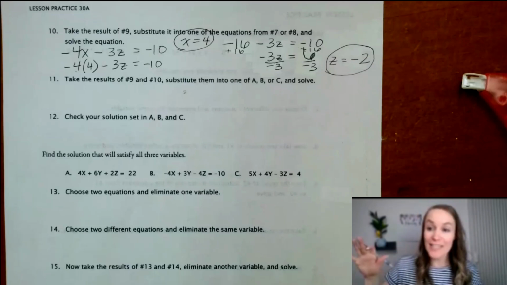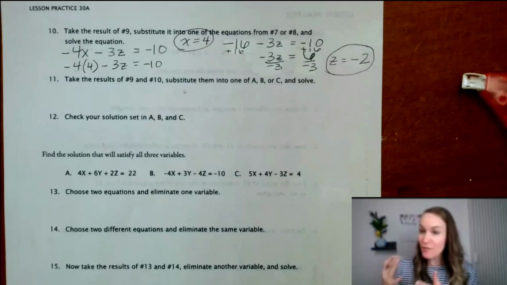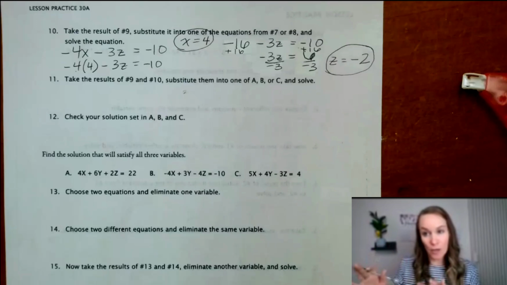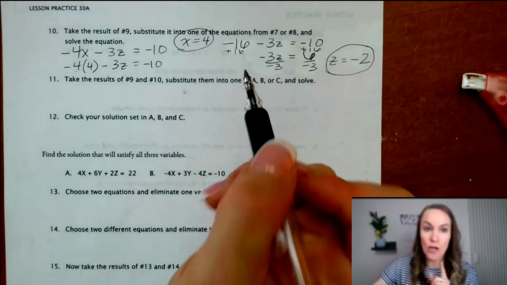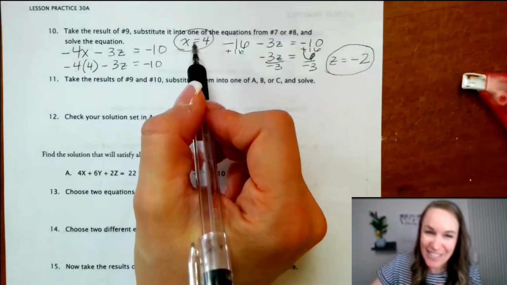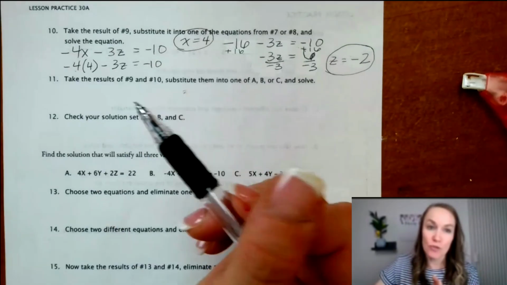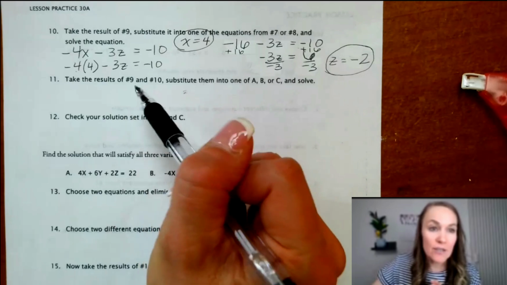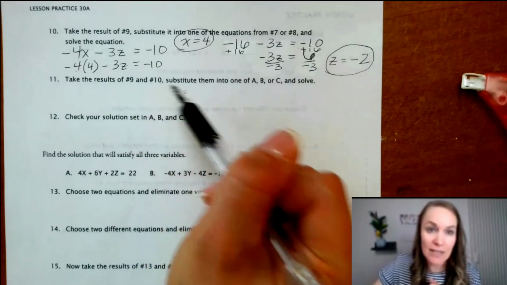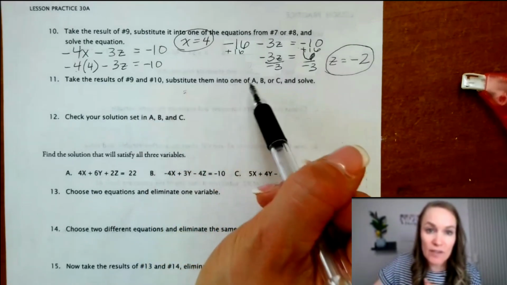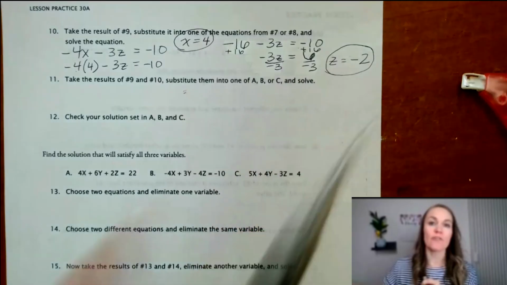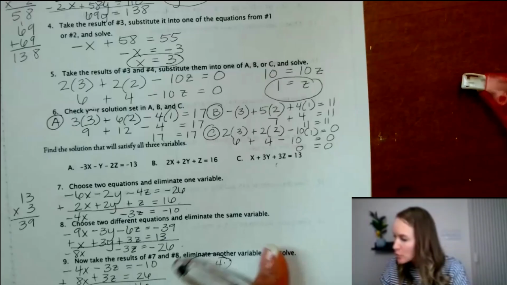So remember, on these steps, there's lots of different routes to get here. So if you chose a different combination, that's okay, as long as you ended up in the end with x equals 4, z equals negative 2, and y is something we just don't know what yet. Take the results of 9 and 10, substitute them into one of the A, B, or C, and solve. Okay, so we need an A, B, or C. Let's see which one you're going to choose.